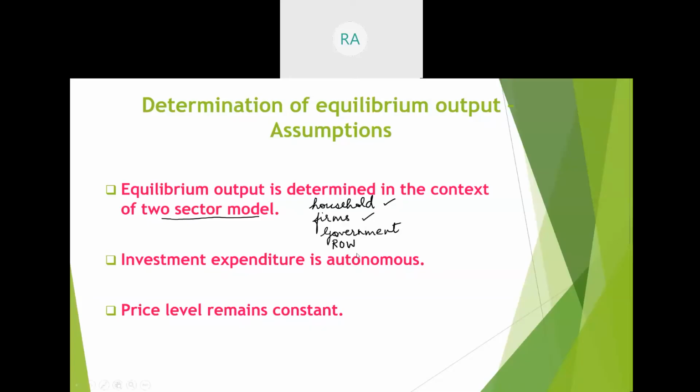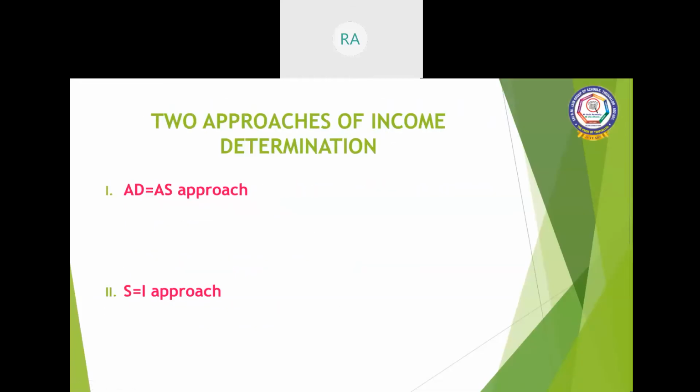Investment expenditure is autonomous. It means it is not affected by Y, it is not affected by income. Price level remains constant. There is no change in the price level. There is stable price level in the economy. Two approaches of income determination. Equilibrium national income implies a situation when AD is equal to AS or when S is equal to I. These are the two approaches of income determination.